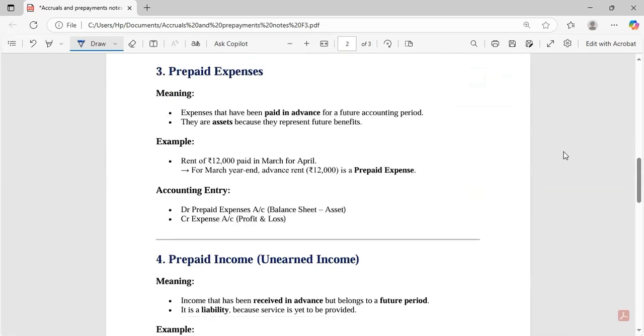All right, moving forward to the third term, it is prepaid expenses. As the term suggests, these are the expenses which we have paid in advance. I have already paid it. So don't you think that if I've already paid something, it should be an asset for me? Because I have not yet received the benefits. I will receive the benefits in future, but I've already paid for it. So it should be my asset.